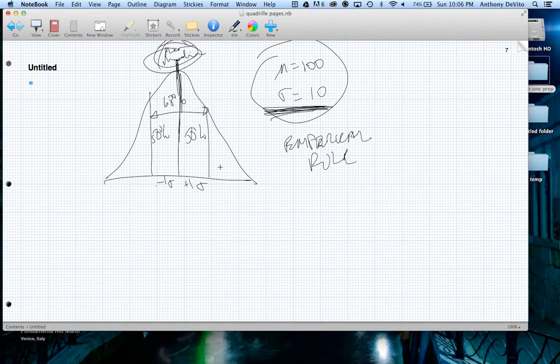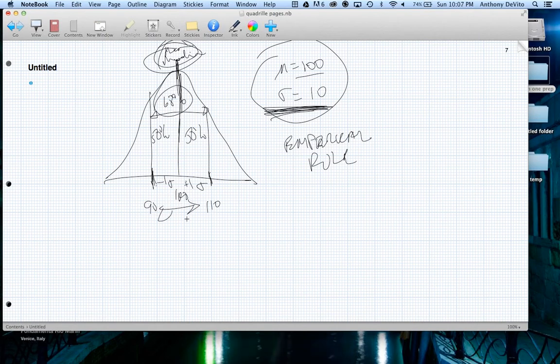Now, what value is one standard deviation below the mean for this distribution, and one standard deviation above? Well, since the mean is 100, the value that's one standard deviation below is 90. The value that's one standard deviation above is 110. So 68% of this population is between 90 and 110.